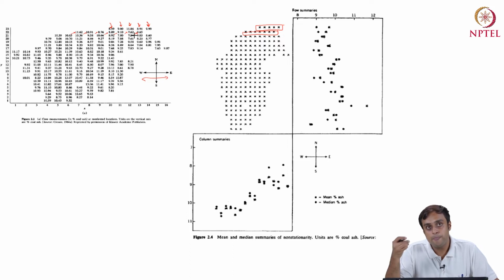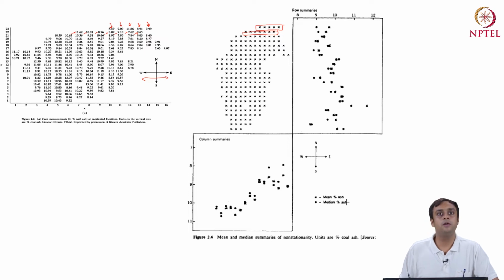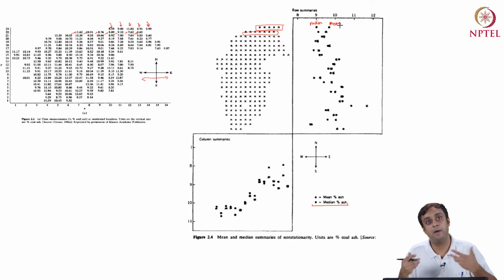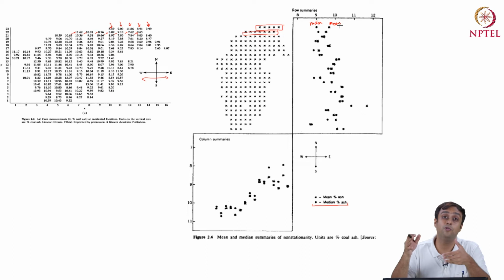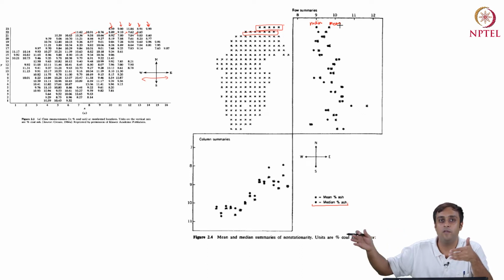And when we say row summaries, for each row we are documenting a median value, which is represented by the circle, and a mean value, which is documented by an asterisk, right? So wherever I see the mean is greater than the median, that should signal right skew. That is, there is some value which is quite high on the right hand side of the distribution.